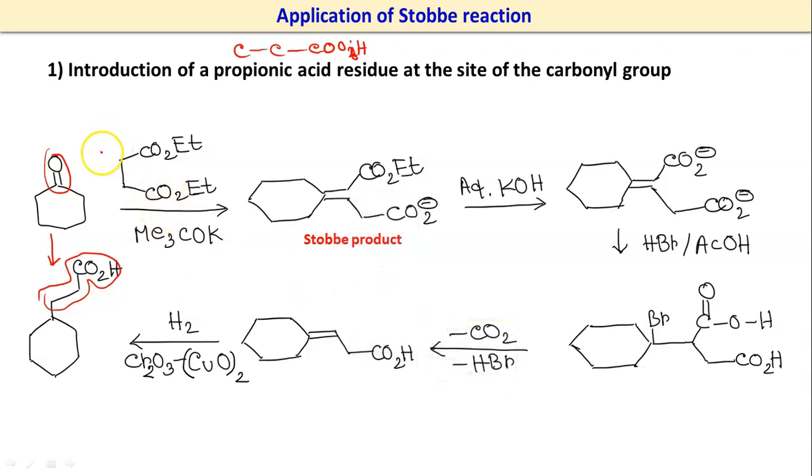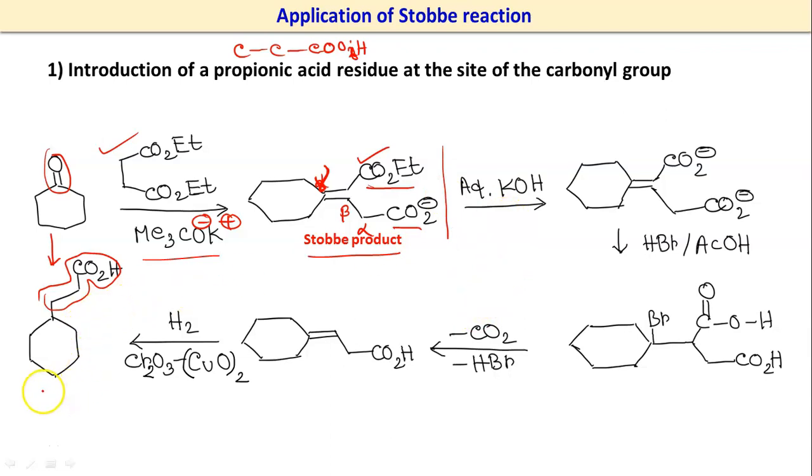Here we have taken ethyl succinate, this molecule, and the base is tBuOK, that is potassium tertiary butoxide. So this is our Stobbe product. With respect to this CO2, this is a beta gamma unsaturated compound. And if you consider with respect to the carbonyl of CO2Et, then it is alpha beta unsaturated. So with respect to the carbonyl of the CO2 group, it is beta gamma unsaturation, but if we consider the carbonyl carbon of the ester, then it is an alpha beta unsaturated ester. Up to this, it is the Stobbe product, that is the Stobbe reaction.